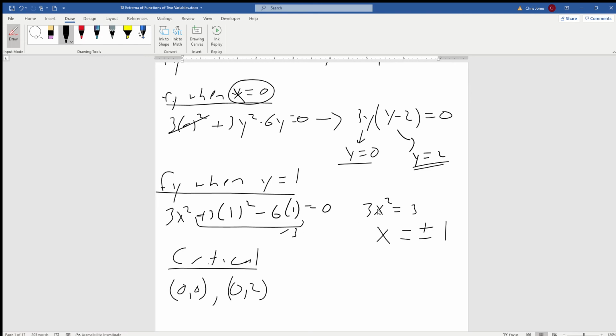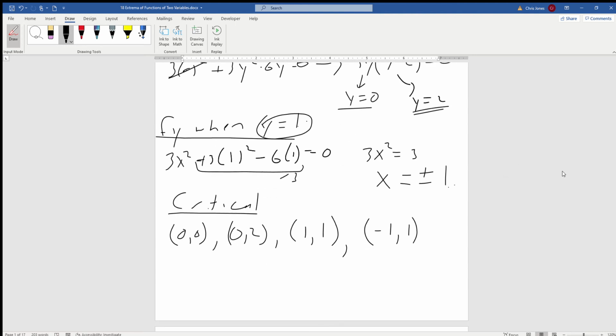So we have two other critical points. We have (1, 1). Remember, it says that when y is 1, x is 1. And then also we have the point (negative 1, 1). So those are all of our critical points. Now, how do we classify those? In other words, which one's a max, which one's a min, which one's a saddle? Are they all saddles? Are they all maxes, etc.?